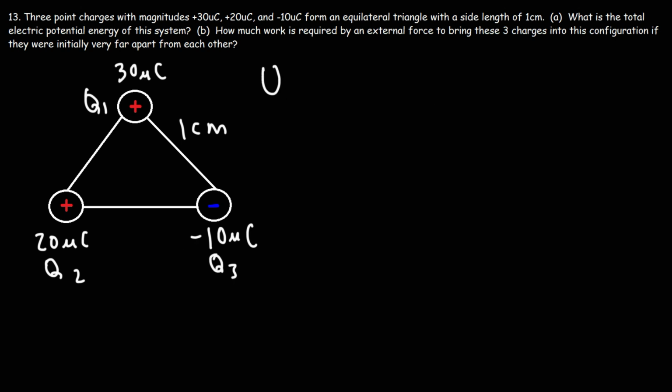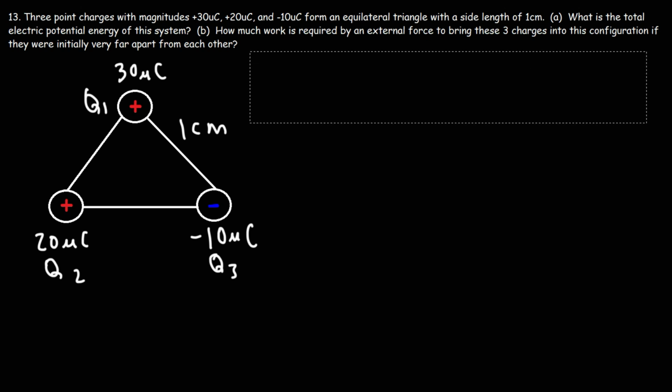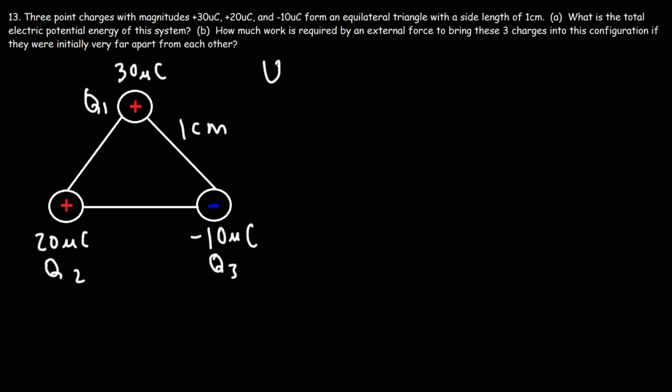So the total electric potential energy is going to be the sum of the electric potential energy between charges 1 and 2, plus the potential energy between charges 1 and 3, and then plus the electric potential energy between charges 2 and 3. So we need to calculate each one. So let me just erase this. Let's do it one at a time. So let's start with the potential energy between 1 and 2.